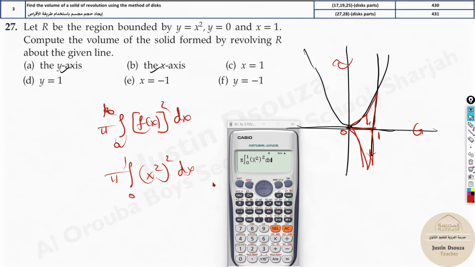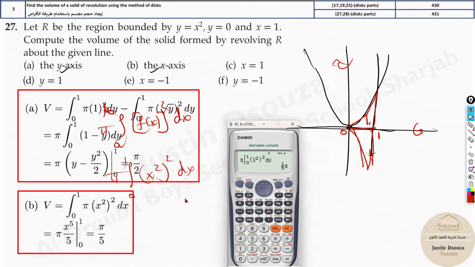Now I've typed this equation as it is in the calculator and the answer is 1 by 5 pi, or it can be 0.63 unit cube. So that will be the answer over here. You can see pi by 5 is the same as 1 by 5 pi.